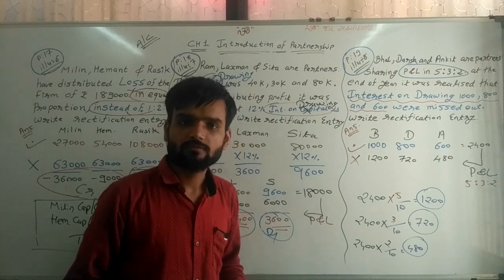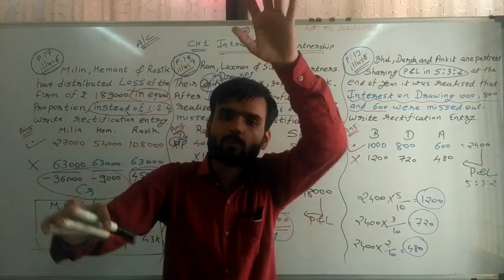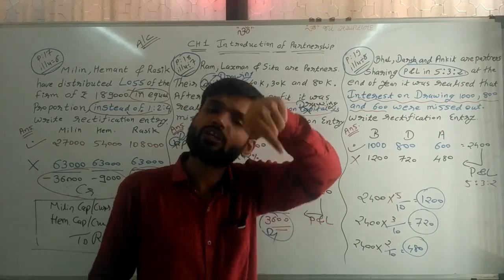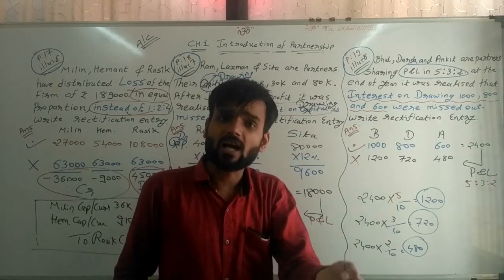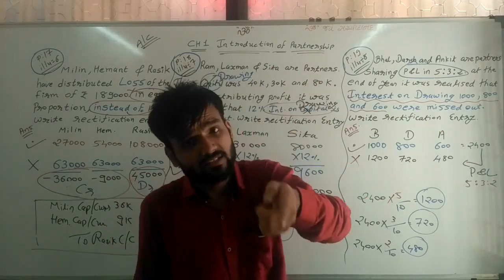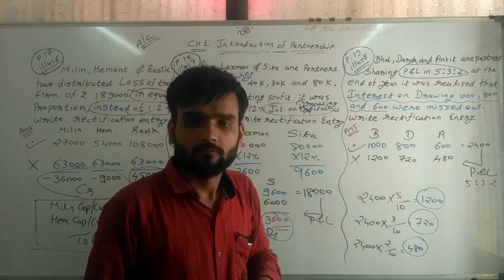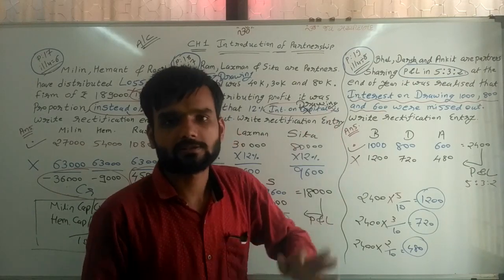Wrong calculation. Because we have distributed profit without calculating interest on drawing. So first of all, we need to calculate interest on drawing. Then after giving effect of that, we can distribute profit to the partners.